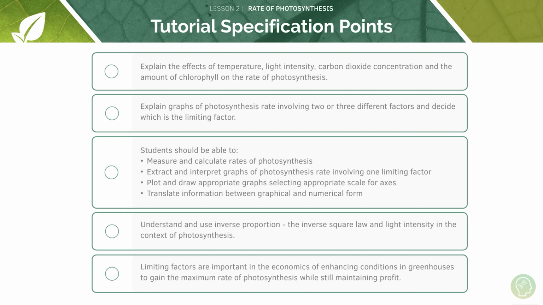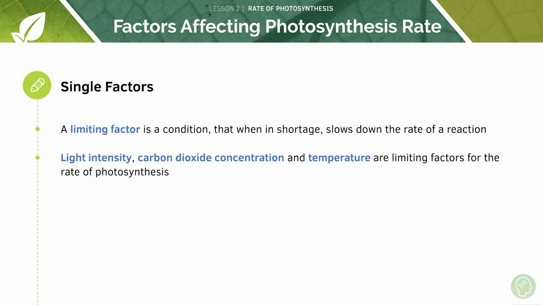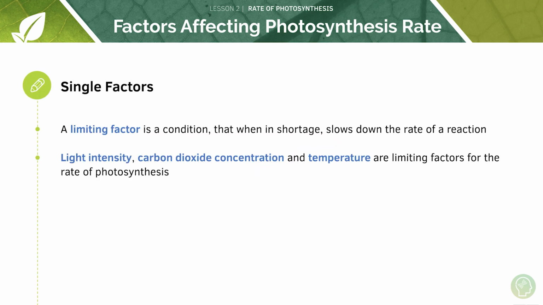So first of all, let's have a look at the varying effects of limiting factors on the rate of photosynthesis. I just used the term limiting factor. A limiting factor is a condition that, when in shortage, slows down the rate of a reaction. So it limits the reaction, hence it's a limiting factor. Light intensity, carbon dioxide concentration, and temperature are all limiting factors for the rate of photosynthesis.